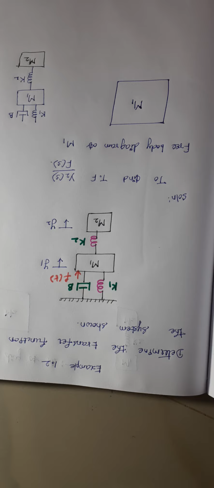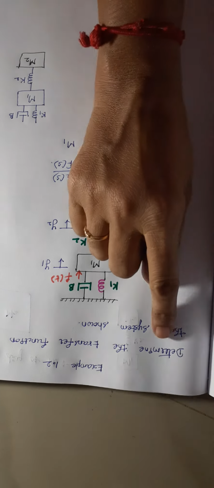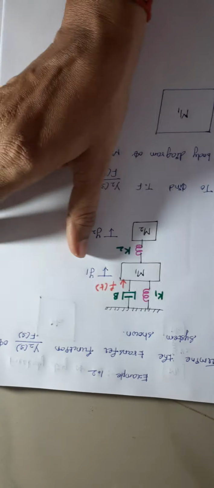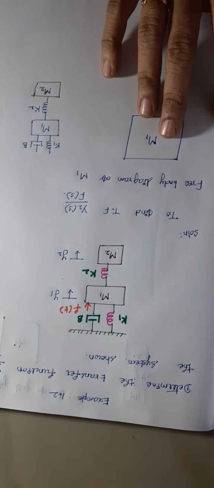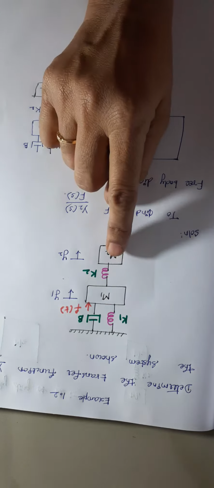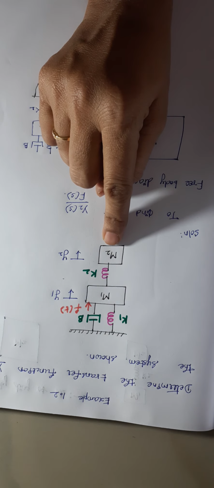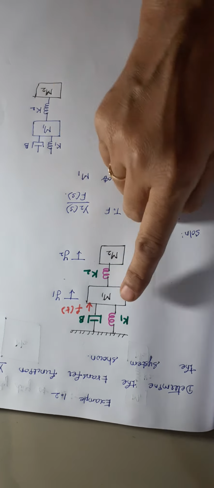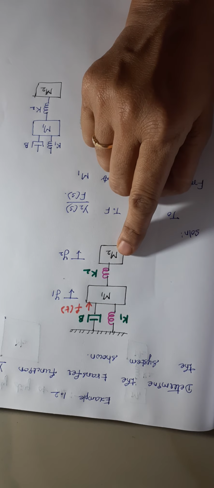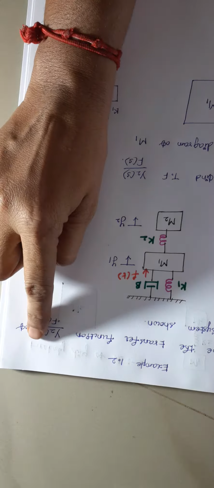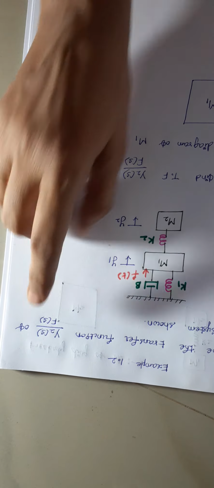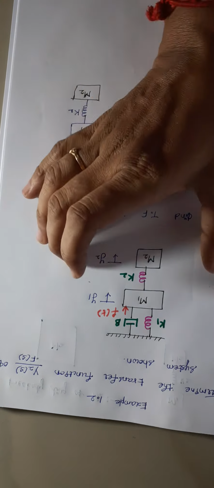Today we are going to solve this problem, that is, determine the transfer function Y2(s)/F(s) of the system shown below. This problem consists of two masses, namely m1 and m2. Here they have directly asked to find the transfer function Y2(s)/F(s). So let us see what is given in the problem.